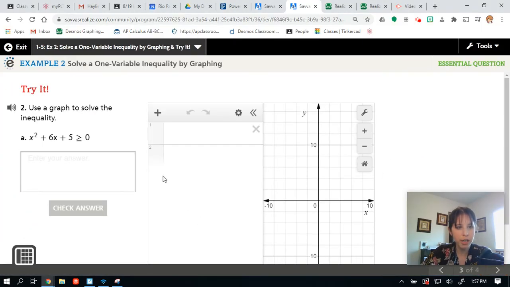And now you have a try it. So use the graph to solve the inequality. Here you're looking for when it's also equal to 0. So you got to include that in here. So you have your parabola here. This one you could again make a t-table, but they provide you the graph, so I just jumped straight into the graph. Your one function is going to be the left side, the other function is the right.